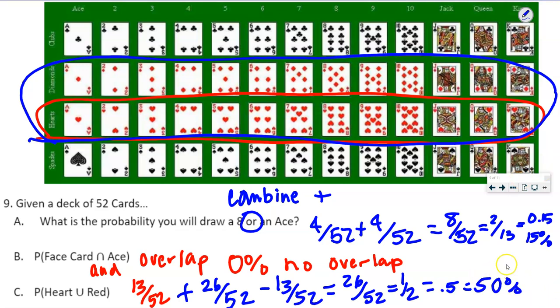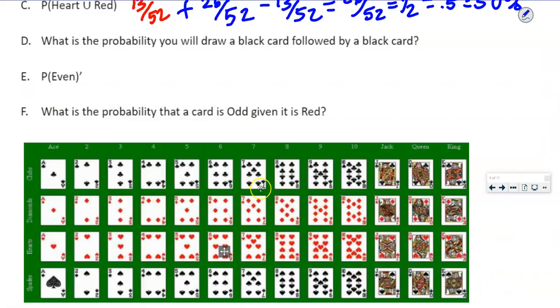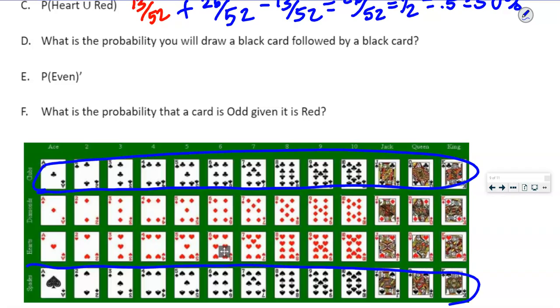Okay. Now, let me go ahead and erase this and we'll come back to it. Okay, so I put this image down here too, y'all, so we can still see the deck cards. It says, what is the probability you will draw a black card followed by a black card? Okay, so how many black cards are in the deck, y'all? So we got black and black, right? So isn't that half our cards? So that's going to be 26 over 52.